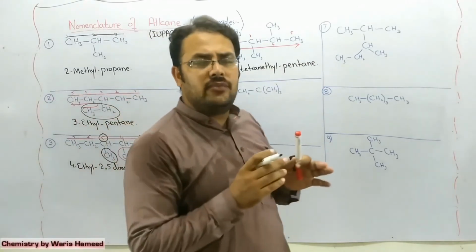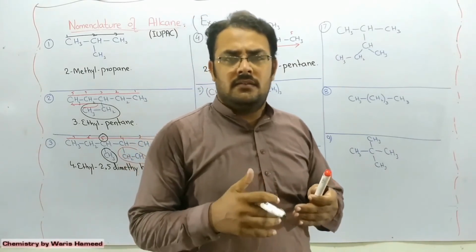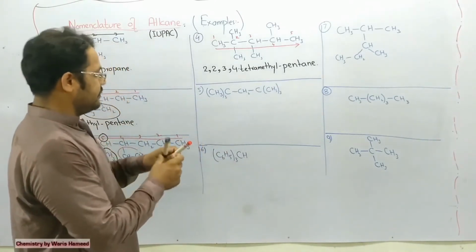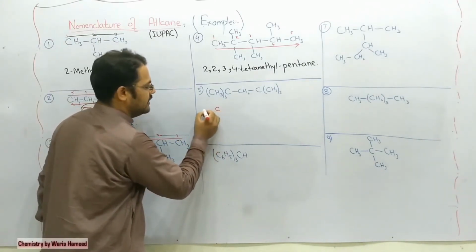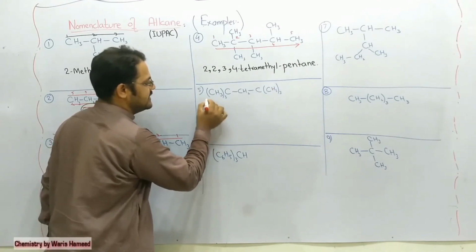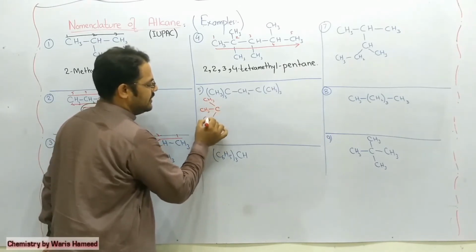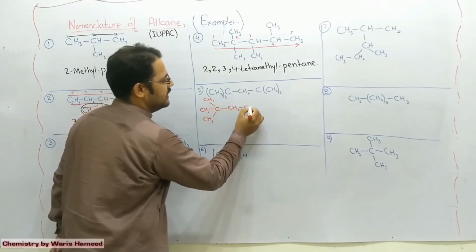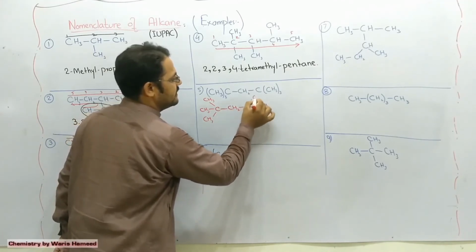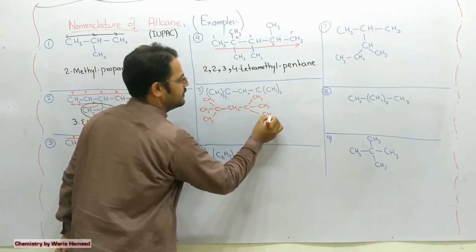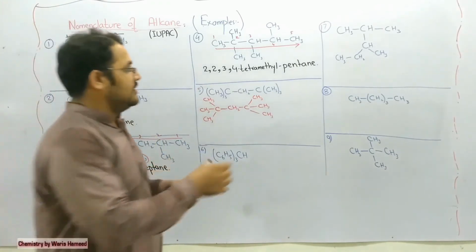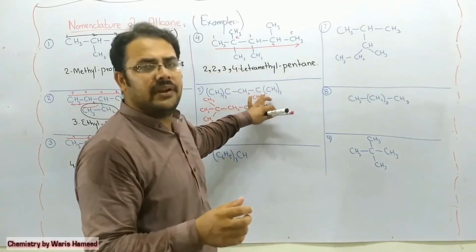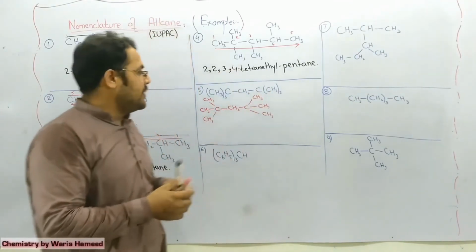In this case, first of all, you have to write it in structural formula. We can write it as CH3 bond CH3. Here is CH3, CH2, CH3, CH3 and CH3. This thrice means that 3 CH3 groups are attached with this carbon atom. So we can write it in open form.